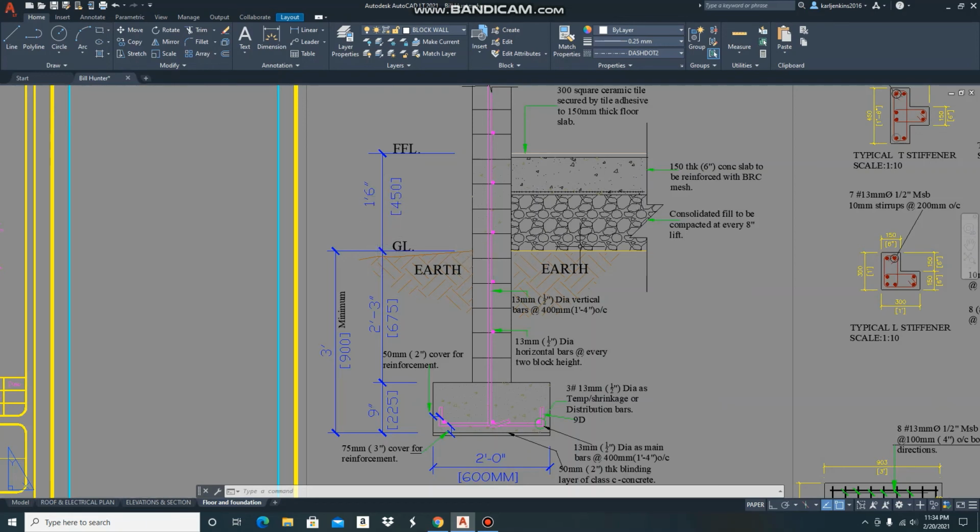Also, you must take into consideration what material you use for your consolidated fill. Your consolidated fill must be compacted at every 8 inches lift, meaning you spread your material 8 inches and you use your compactor and compact it. You go up another 8 inches, you compact again, you go up another 8 inches, and you compact again until you reach the required thickness. And also you should notice your floor slab, which is reinforced by your BRC mesh.